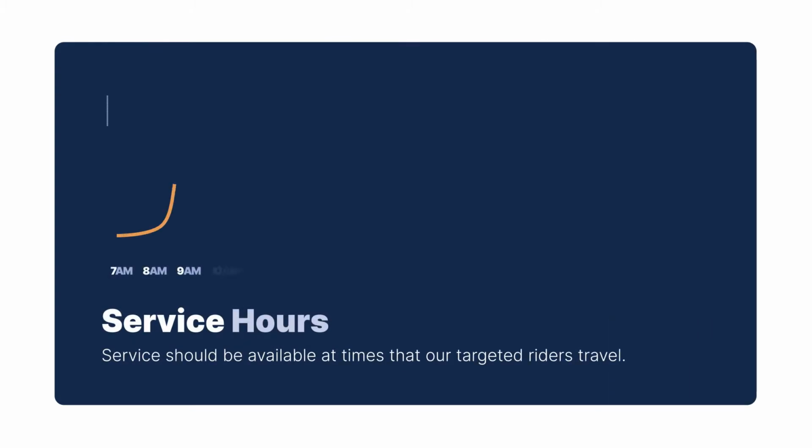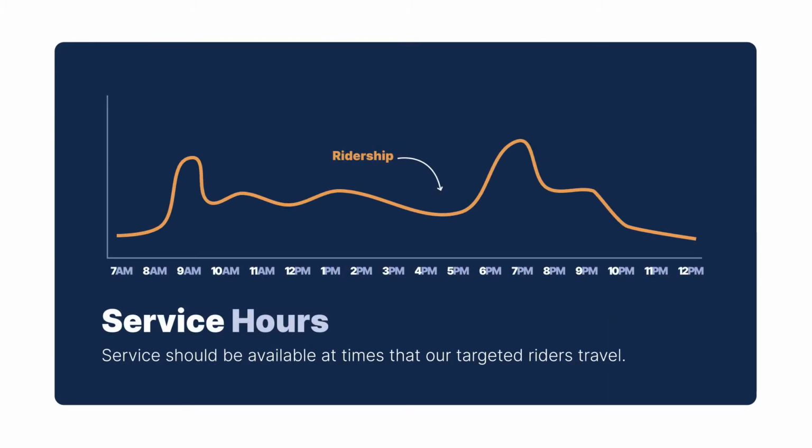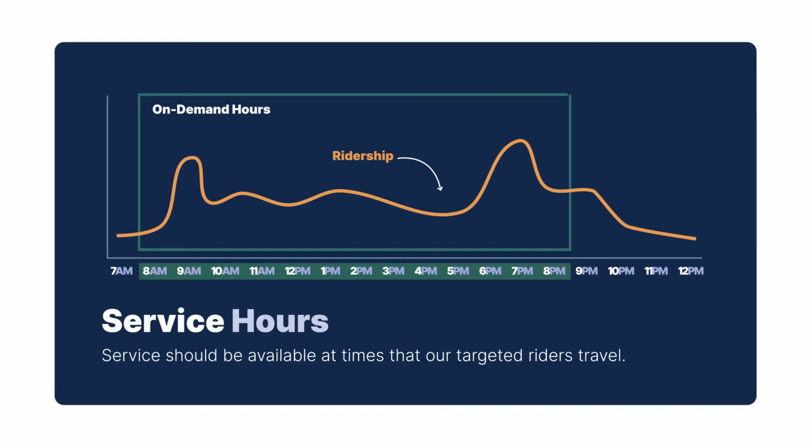Another important consideration is the times at which your service runs. We don't need to operate all day, but should ensure service is running during the times at which our targeted riders tend to travel. As an example, if we're designing a service with traditional commuters in mind, we would want to make sure that we are running with a healthy buffer to capture both the morning and evening rush hours in their entirety.